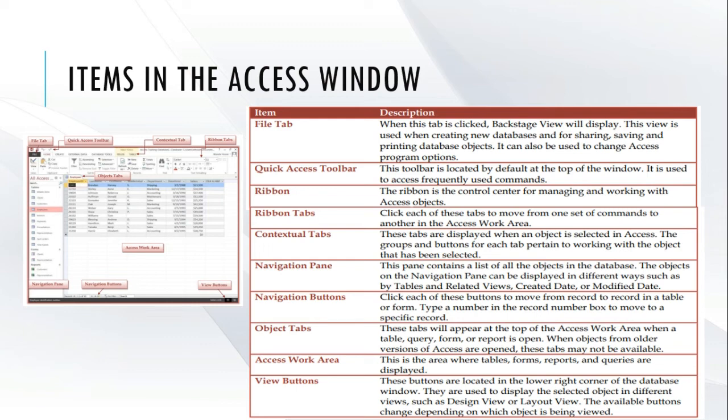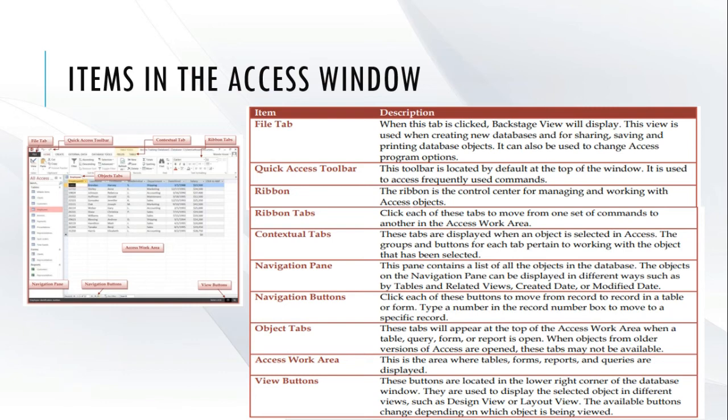Then there is the ribbon tab. This ribbon tab is used to move from one set of commands to another in the MS Access work area. Next is the contextual tab. Contextual tabs are displayed when an object is selected. For example, when we select a table, then the table features will be opened. When we select a query, then the query contextual tab will open. So this contextual tab shows the options related to a selected database object.